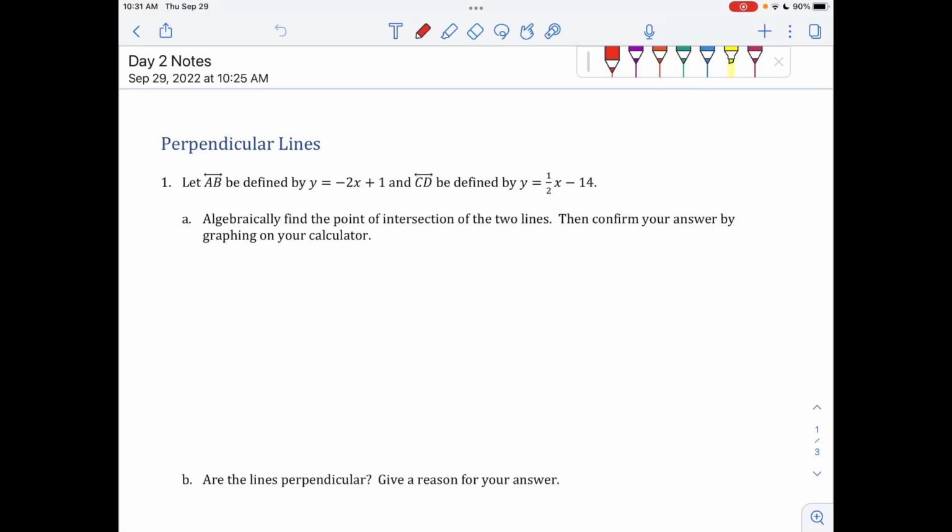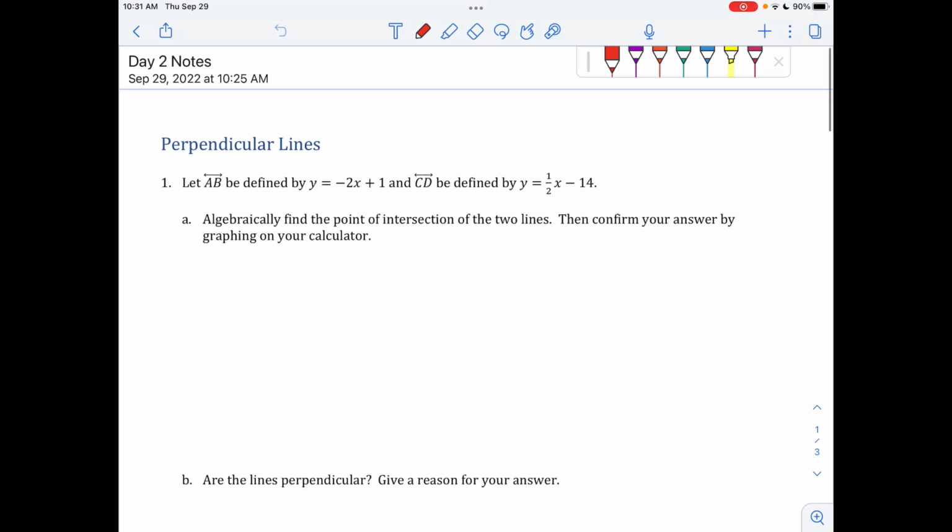All right, so today we're going to talk about perpendicular lines. And so we already know a lot of things about perpendicular lines, so let's just refresh on some of the things we already do know. So this first problem gives us two lines. It gives us the equations and asks us to find the point of intersection.